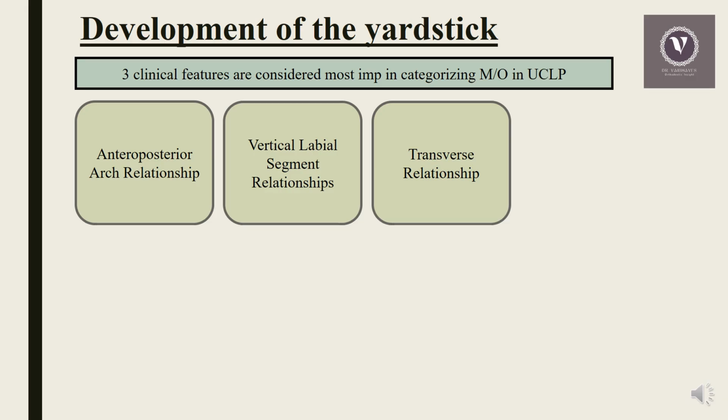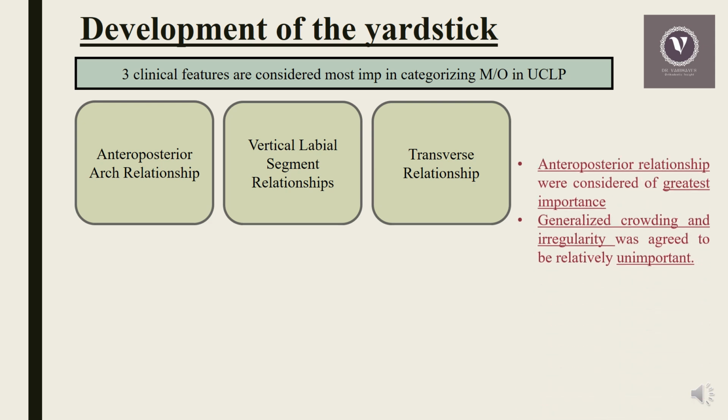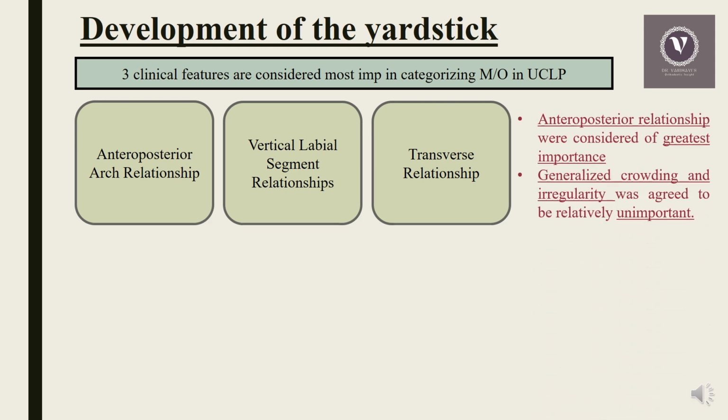So the first stage is the development of the yardstick. There were 3 clinical features which were considered most important in categorizing malocclusion in unilateral clefts of the lip and the palate patient. The first one is anterior-posterior arch relationship, second is the vertical labial segment relationship, and third is the transverse relationship. This is in a descending order, which means that the anterior-posterior relationship is considered of greatest importance and generalized crowding or some irregularity is agreed to be relatively unimportant.